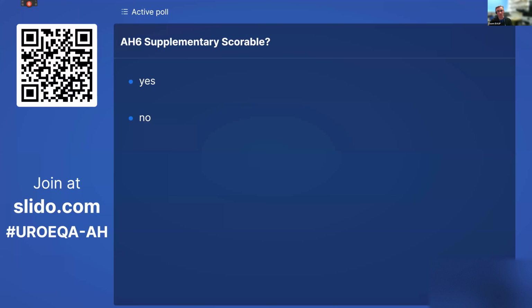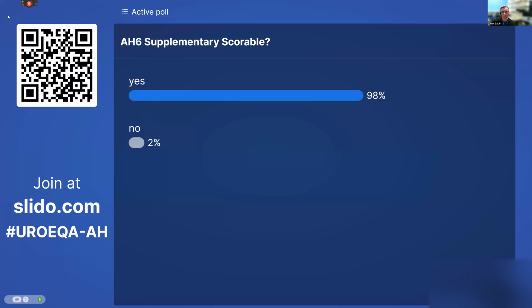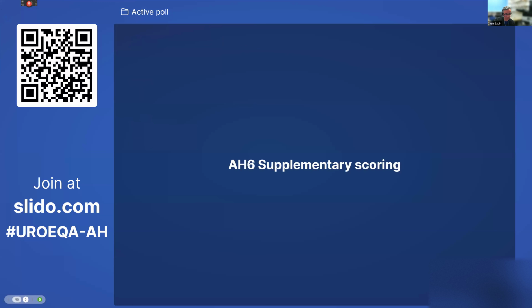So first of all, is it scoreable? I think it is. I'll stop that. I think it is scoreable, so 98%, yeah. And then if you go back to your phones, you should have the categories there. So again, it's 0, 0.25, and 0.5.